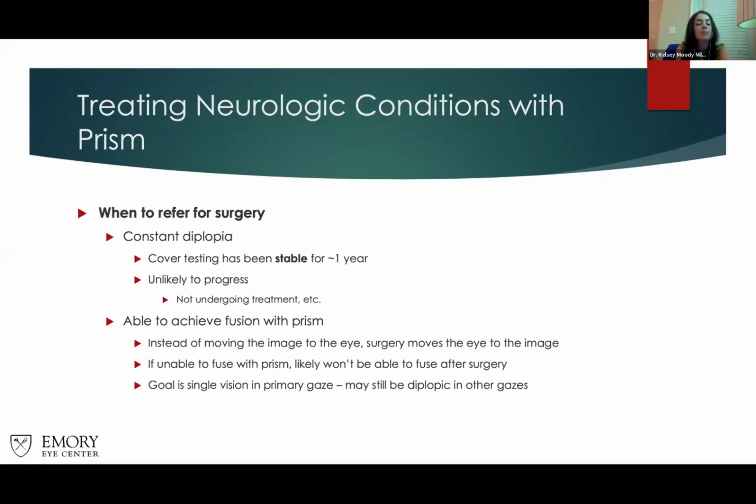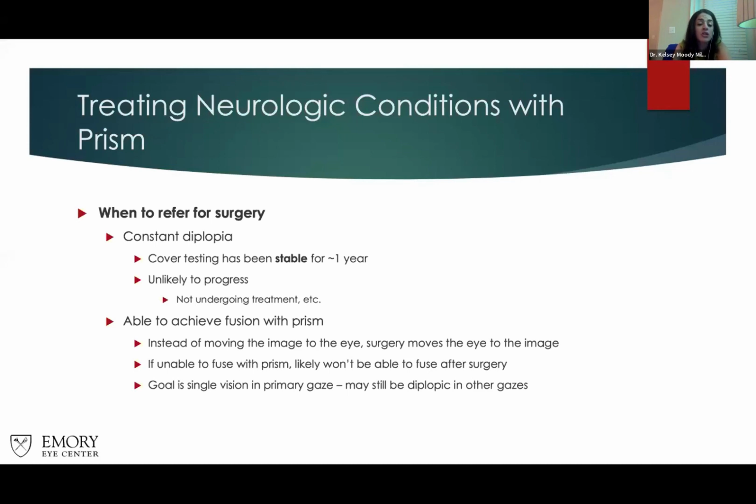But typically, most surgeons won't do surgery until about a year after things have been stable. Also, when I know that it's probably not going to progress anymore. Potentially, maybe this patient had a cranial nerve 3 palsy and it's been stable for a long period of time and they're not undergoing any treatment for it at this point.